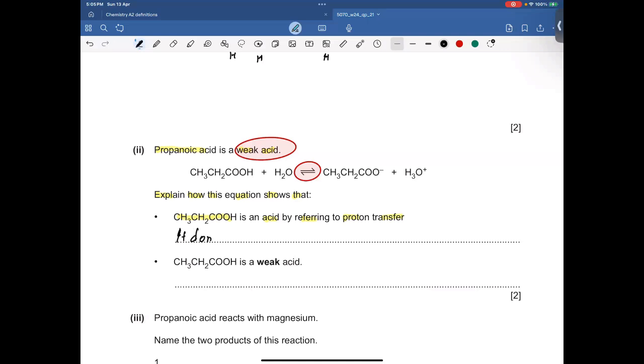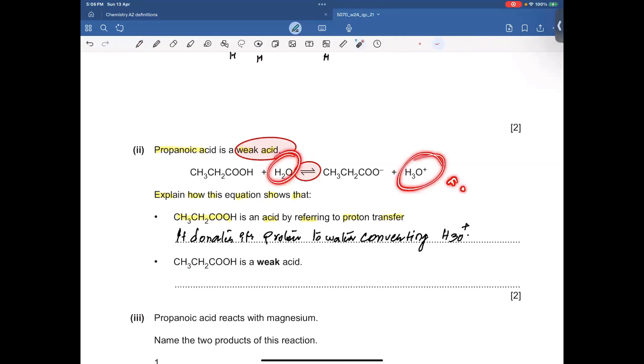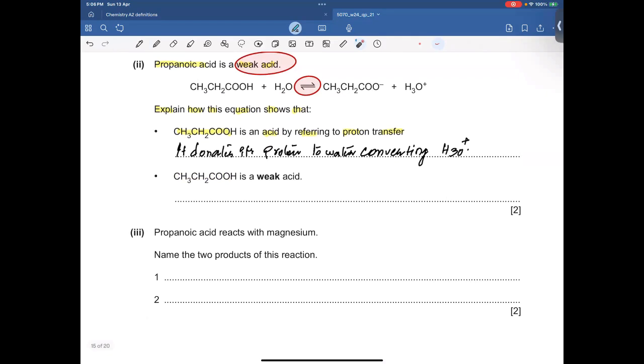It donates its proton to water, converting to H3O plus. Look here: here water has 2 hydrogens, and here it has 3 hydrogens. This means it donated its proton, so the proton has gone from the acid. Propanoic acid is a weak acid. A weak acid ionizes partially in water.